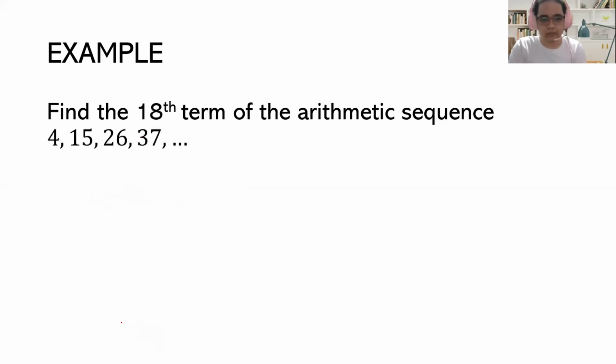Okay, so another example. Find the 18th term of an arithmetic sequence 4, 15, 26, and 37. So ganun lang ulit. Kailangan mo yung first term. Ano yung unang term dyan? 4. Then, kailangan mo yung common difference. Ilan yung na-add? 4 naging 15, 15 naging 26, 26 naging 37. So therefore, 11 yung nadadagdag. Ayan. And then, we get the 18th term.